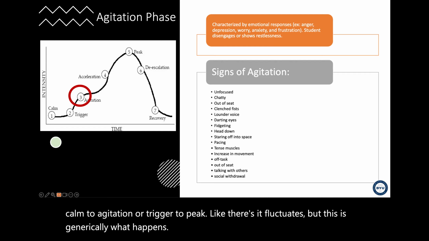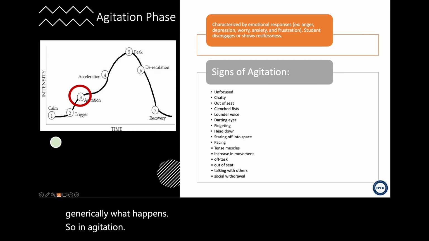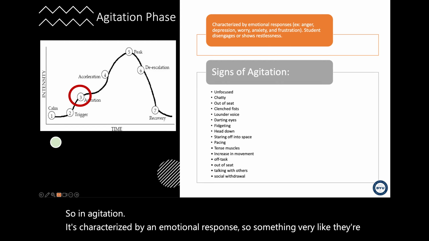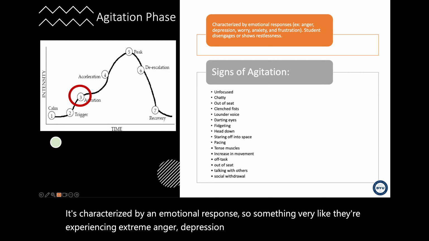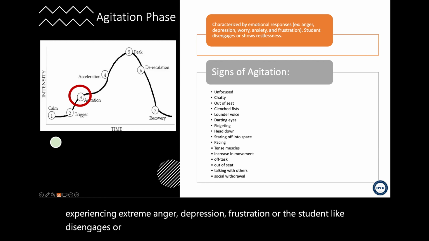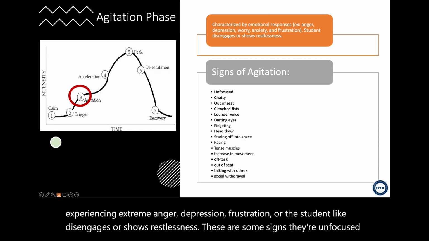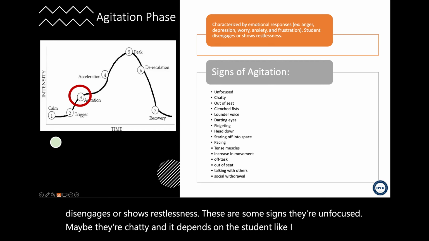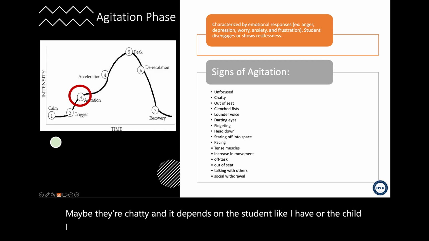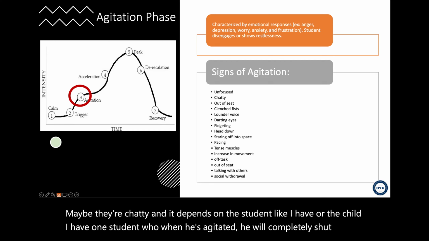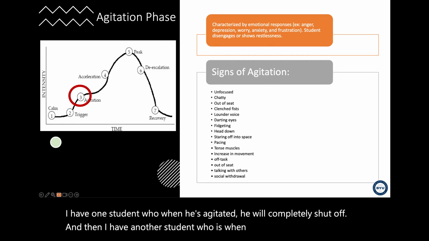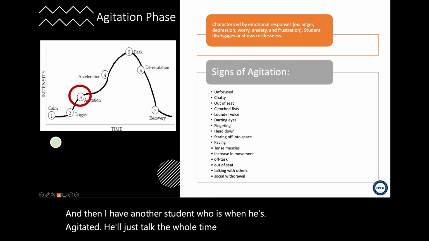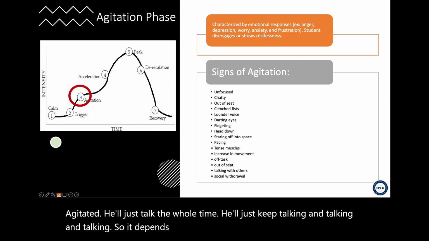So agitation is characterized by an emotional response. They're experiencing extreme anger, depression, frustration, or the student disengages or shows restlessness. These are some signs: they're unfocused, maybe they're chatty, and it depends on the student. I have one student who, when he's agitated, will completely shut off. And then I have another student who, when he's agitated, will just keep talking and talking and talking. So it depends, and any of these could be signs of agitation.